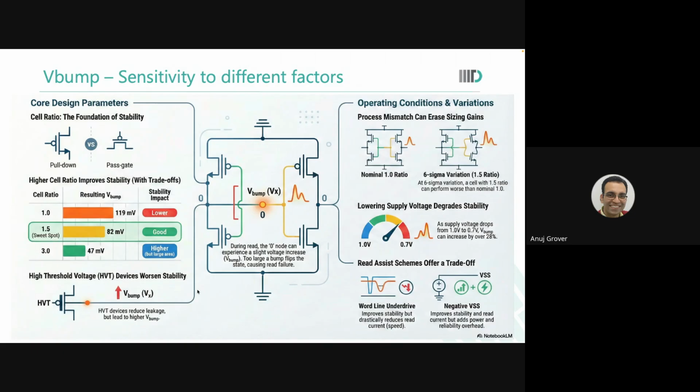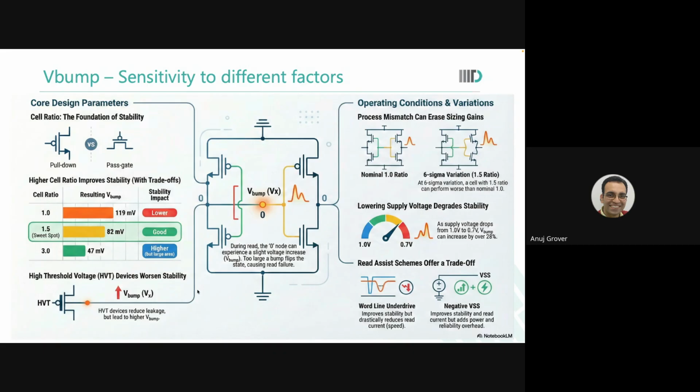It is a read assist scheme because it is improving the stability. Assist schemes could be used to improve both functionality and performance or power. Anything that we use to change and recover more can be called an assist scheme. So it's a read assist scheme because it improves the functionality, but it degrades the performance. The other read assist scheme that we talked about was negative VSS.